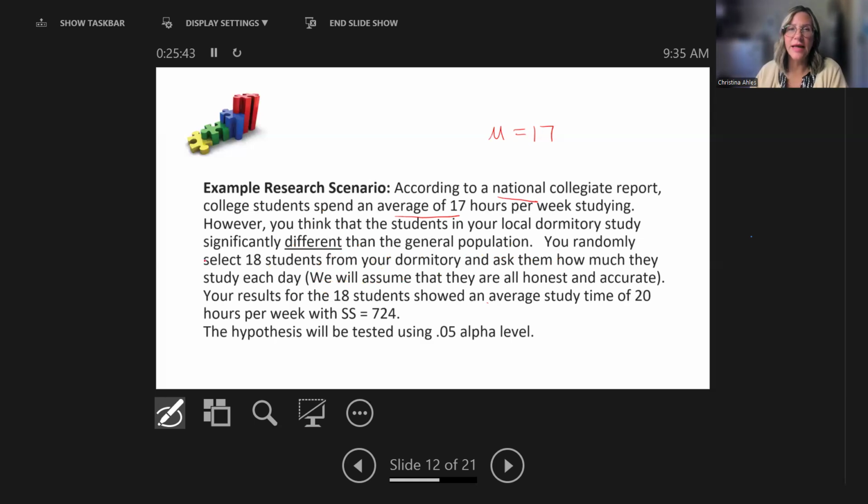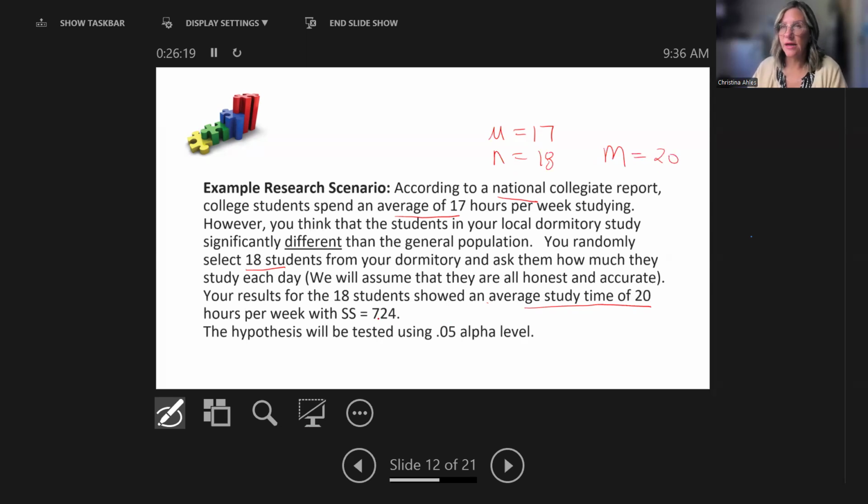So you randomly select 18 students from your local dormitory. So that is your sample size. So now we have n equals 18, lowercase n equals 18. Ask them how much they study each day. Your results for the 18 students showed an average study time of 20 hours per week. So those 18 students are a sample. So the average study time is 20 hours. So our sample mean, capital M, equals 20.